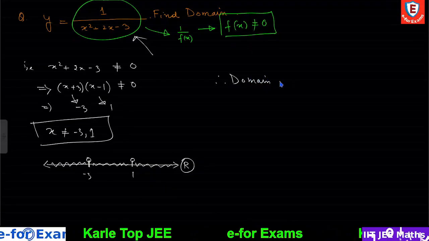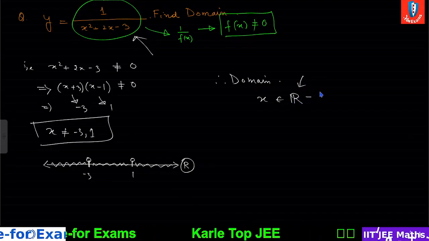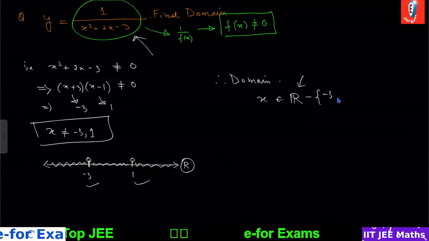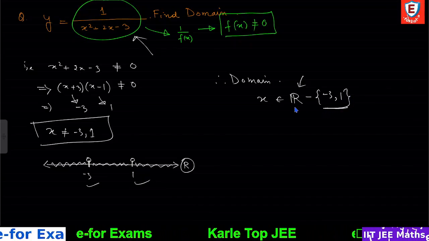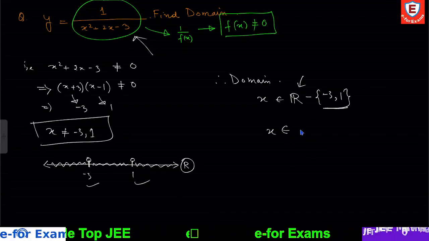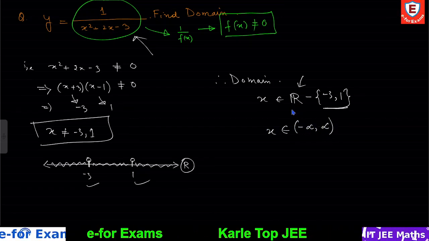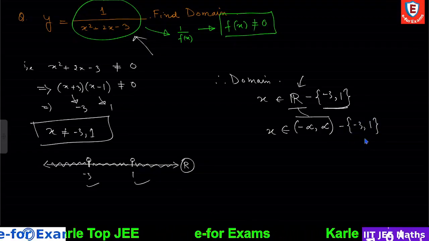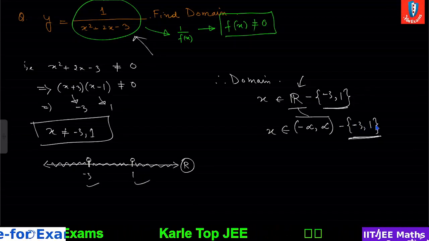So the domain of the function is x belongs to R, all real numbers, minus these two. Singleton set minus the set {-3, 1}. These two are excluded from R. This is the solution. Or it can be written as R meaning minus infinity to infinity, this is complete R, right? Minus the discrete set including minus 3 and 1 as its elements.